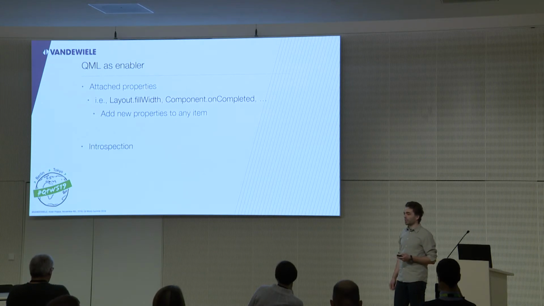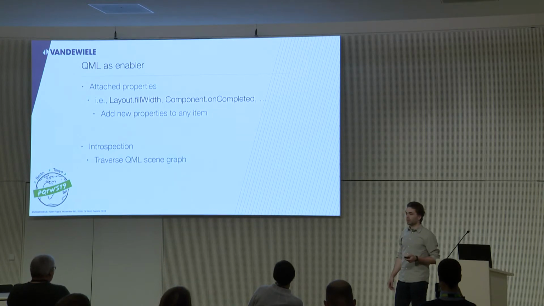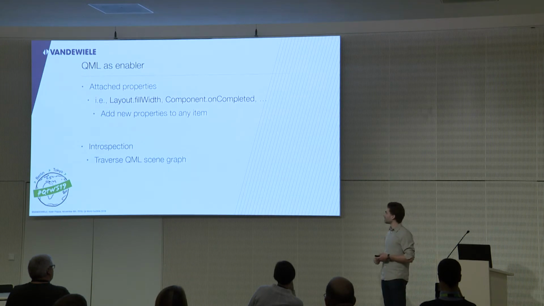Furthermore, QML allows for inspection. As you write your QML, you get an entire tree with subcomponents and so on. At runtime, you can actually go through this entire tree and check which elements have this attached documentation property. That way you can make an inventory of all the elements in the scene that have documentation.